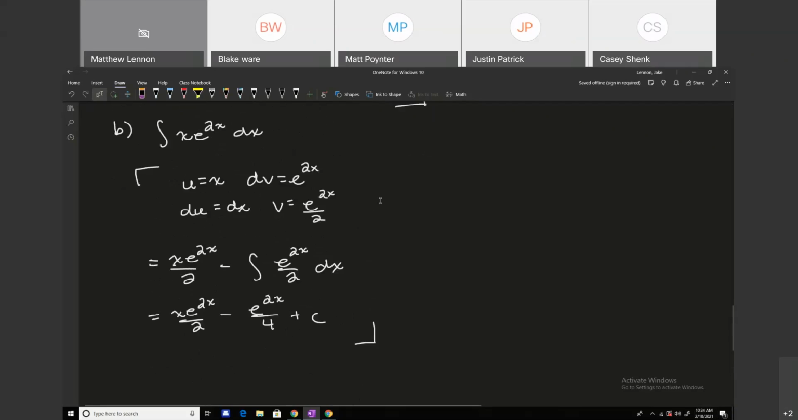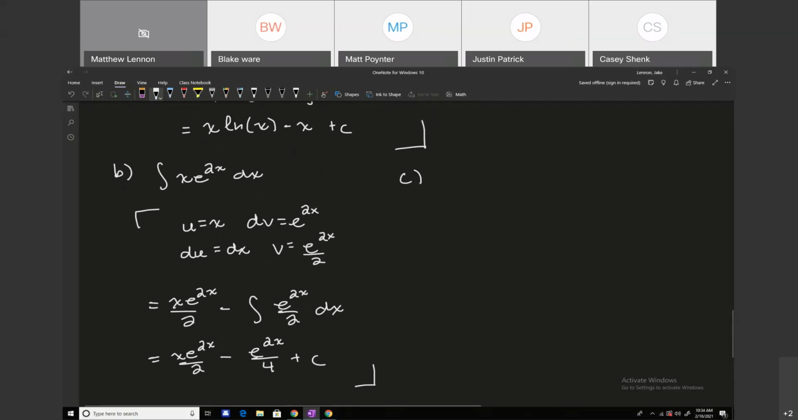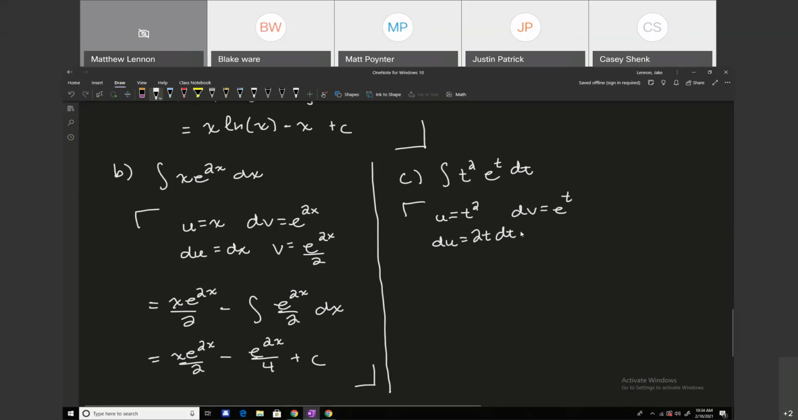Maybe we can do part C right next to it. I think we have enough room. Let's try another polynomial. So let's use the integral of t squared times e to the t dt. Again, we've got a polynomial with an exponential. So what you want to do is let u be your t squared and dv be the e to the t. So du will be 2t dt, and v will just be e to the t.